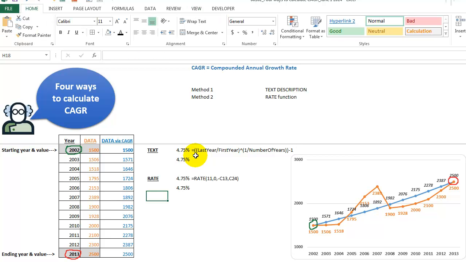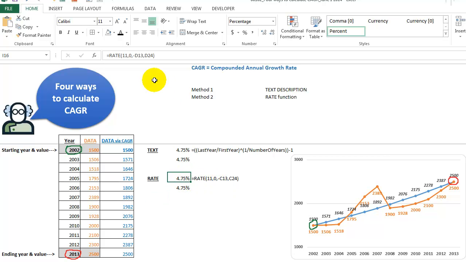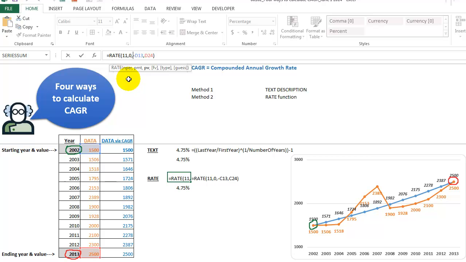So method 2 is the rate function. So let's take a look here. Here's just the basic text. Let's look inside the formula, and when I click in here, you see the different components below. So this is the number of periods. Once again, we have 11, and then in the cell below, I just show you that same formula to get an 11 dynamically, this number minus that number.